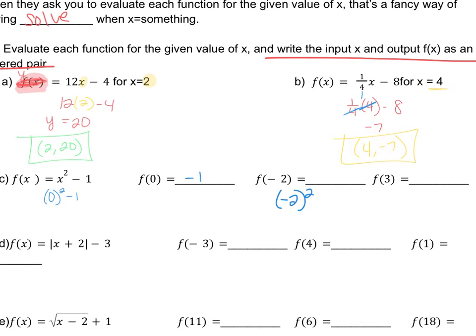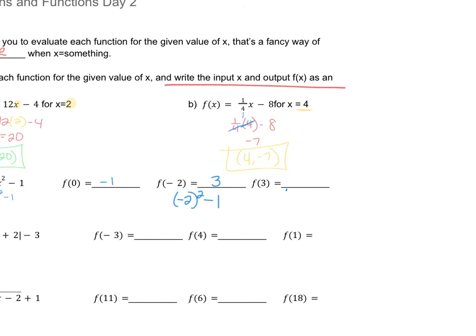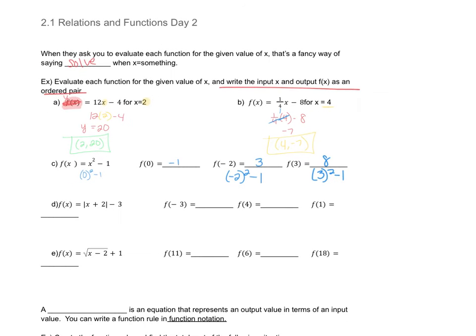So -2 squared minus 1: -2 times -2 is +4, minus 1 will give you 3. And then the last one would be 3 squared minus 1. What would that be? 9 minus 1, so 8.